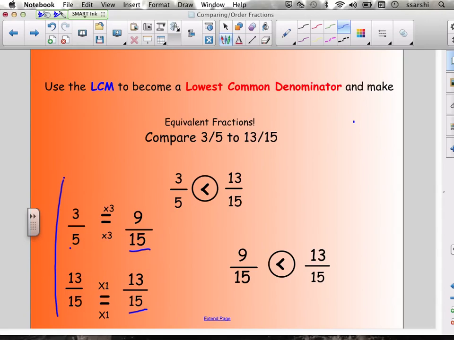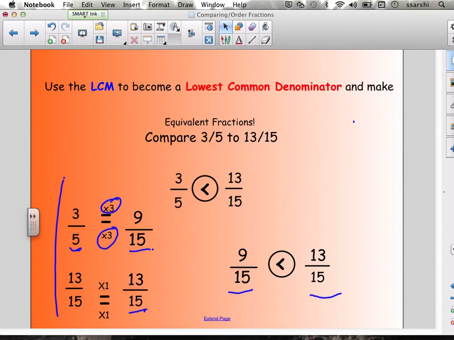I would ask myself, what do I need to multiply 5 by to get 15? The answer is times 3. What I do to the bottom, I do to the top, and 3/5 becomes the equivalent fraction 9/15. I look at 13/15, and it stays exactly the same: 15 times 1 is 15. So now I have 3/5 becoming 9/15 compared to 13/15. With the same denominator, I can easily see that it's 1/2 of the other.